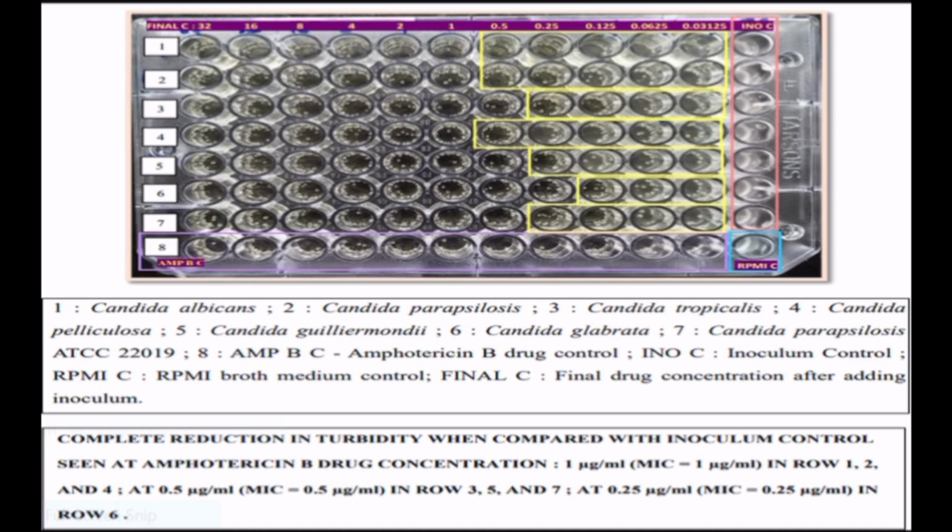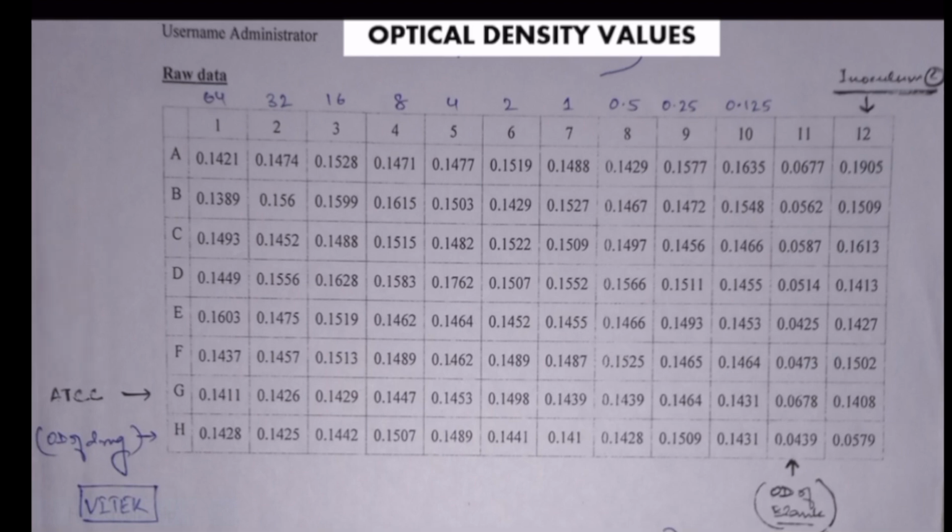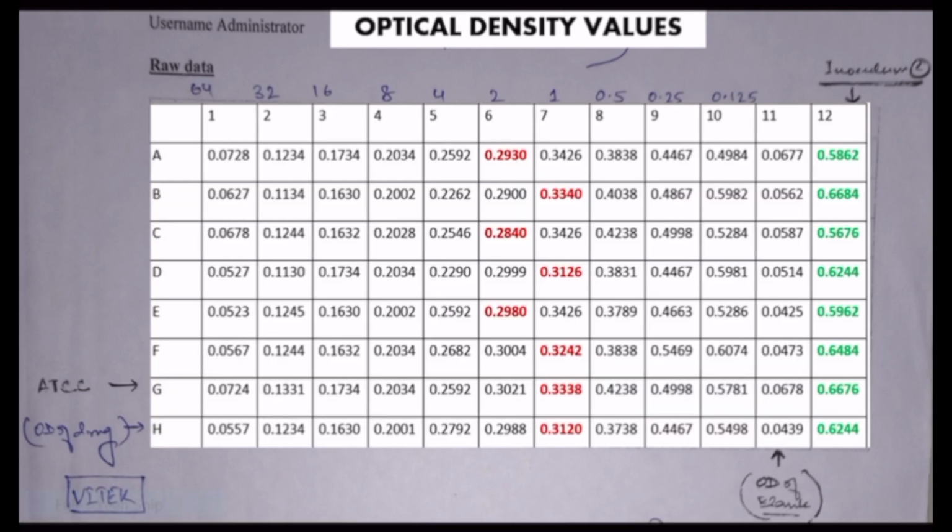However, for certain antifungals like fluconazole, we have to observe 50% reduction in turbidity, which becomes difficult with the naked eye, and we can determine it by seeing the optical density. This image shows values of optical density of wells read using a spectrophotometer immediately after inoculating each well. Then we have to take a reading again after 24 hours. This image shows optical density values read after 24 hours.